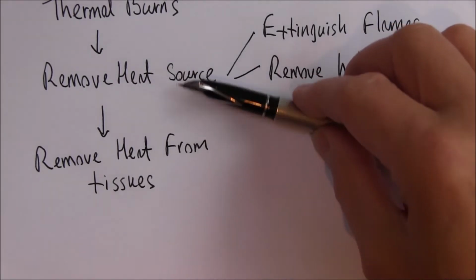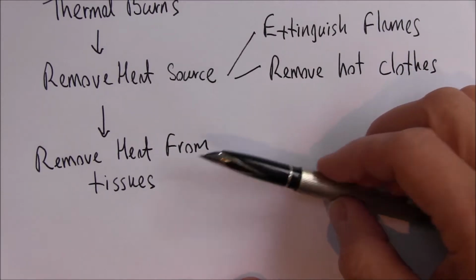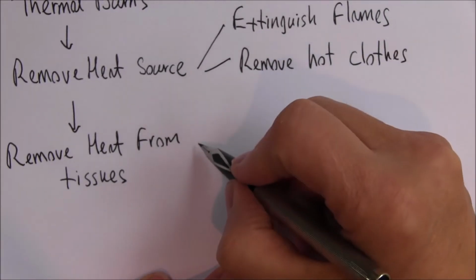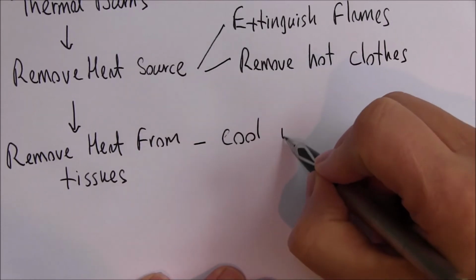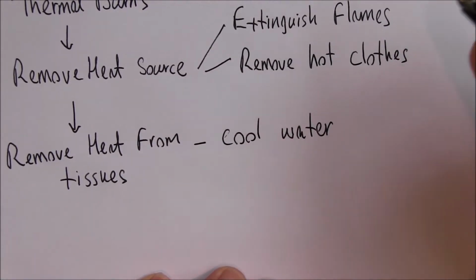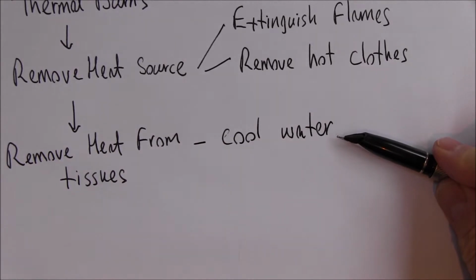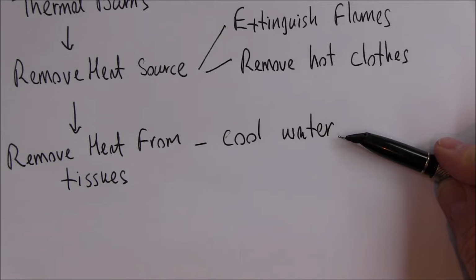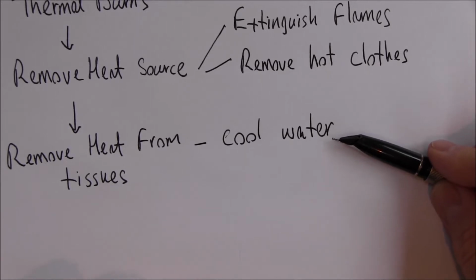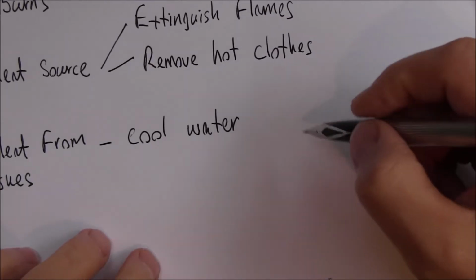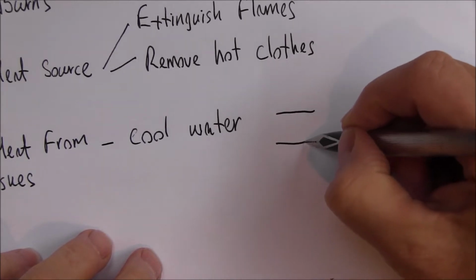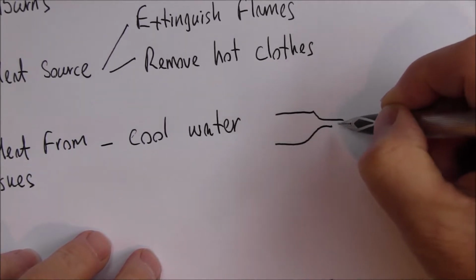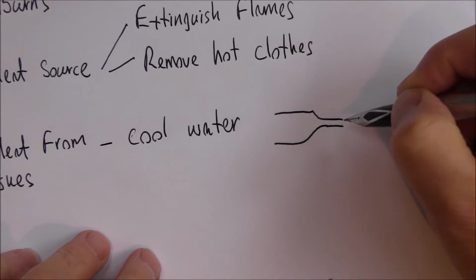So having removed the heat source, we need to remove the heat from the tissues. And the way we do this is with cool water. Now the idea here is we don't want the water to be warm because we're trying to remove the heat, obviously, and the greater the heat differential, the greater the amount of conduction out of the tissues. But at the same time, we don't want the water to be cold, because if the water's cold, that's going to cause a peripheral vasoconstriction.